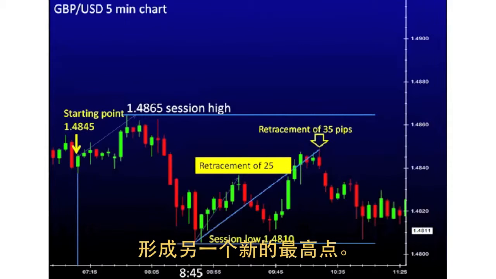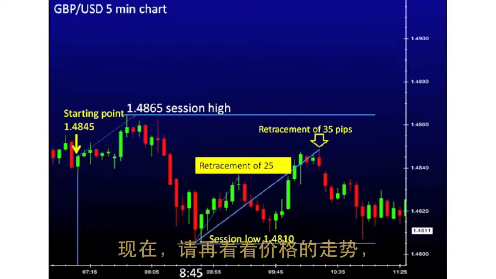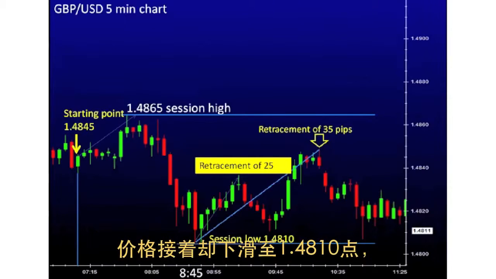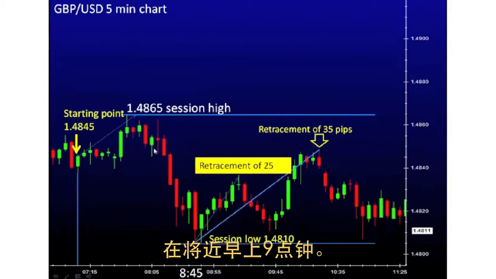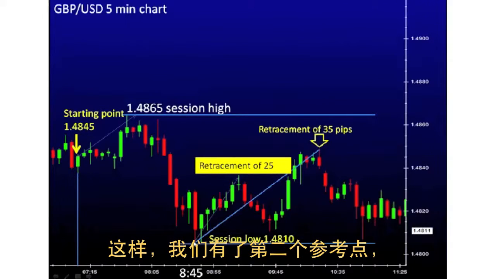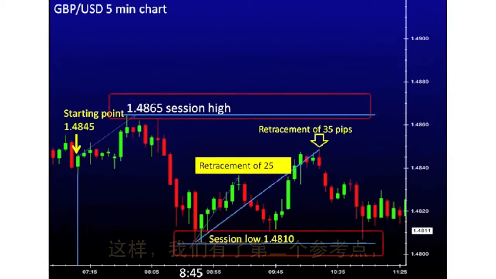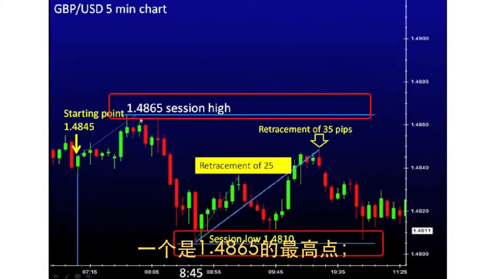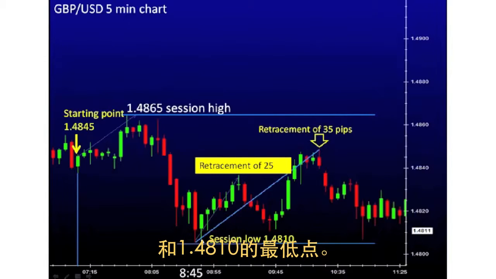This would be a great reference point if the trend were to move higher, or for us to start thinking that the trend will be moving higher later on. And now take a look at the price as the price moves lower to 148.10 just before 9 o'clock in the morning. So now we have two reference points. One happens to be 148.65 and the other happens to be 148.10, which is our support level.